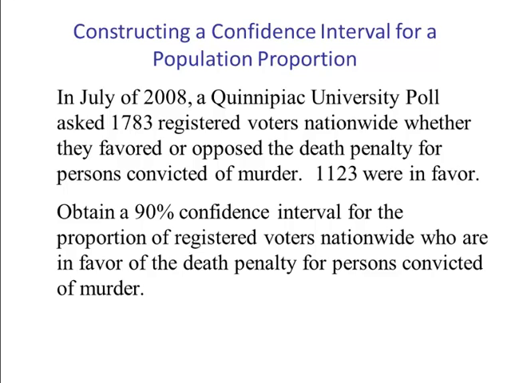If you recall, this is the same example from the previous video where a university poll asked how many people were in favor of the death penalty. 1,123 were in favor out of 1,783. We want to obtain a 90% confidence interval for the proportion of registered voters nationwide who are in favor of the death penalty for persons convicted of murder.